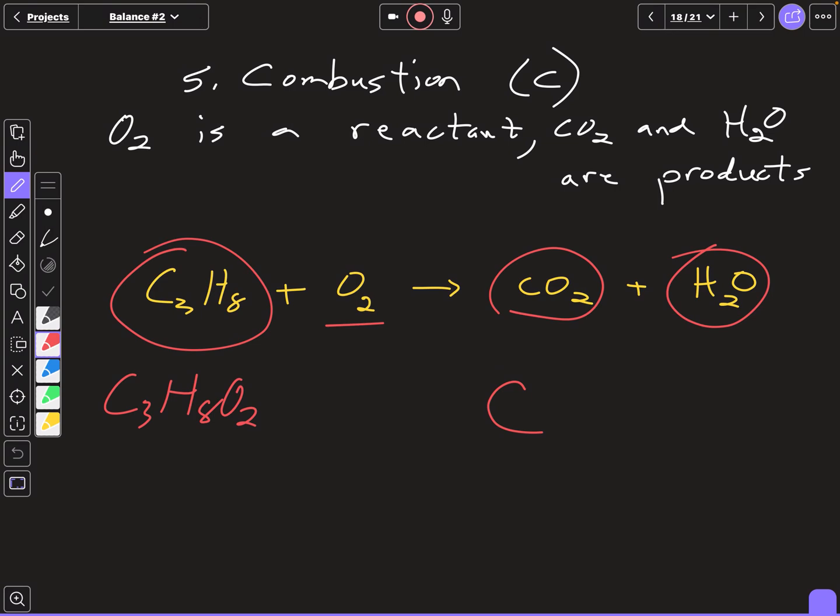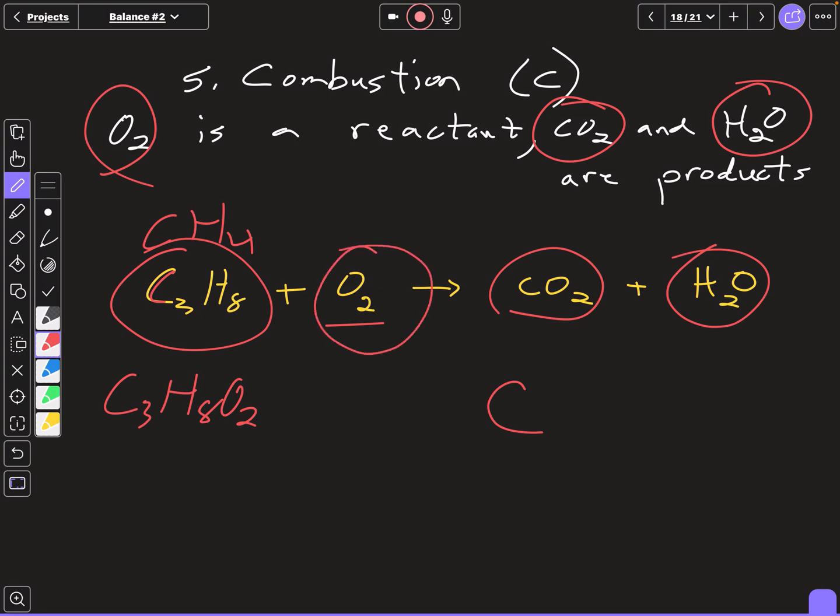And then the last type is combustion. For something to be combustion, O2 is always a reactant. CO2, carbon dioxide, and H2O, water, are the products, always. And always you have a hydrocarbon, something that's made up of carbon and hydrogen, like C3H8, could be methane, CH4, could be something like C3H8O2. It's a hydrocarbon and reacts with oxygen. It's always a reactant. Also, CO2 and H2O are always the products.